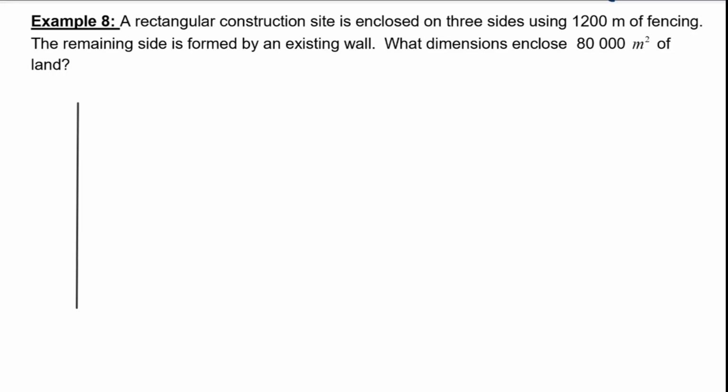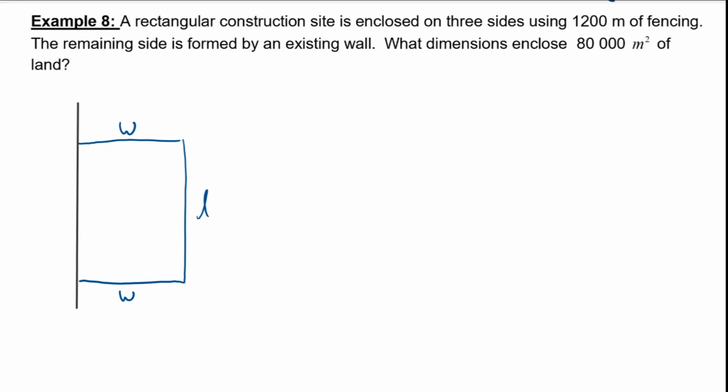I've already drawn my existing wall here. We're going to use 1,200 meters of fencing to enclose this, and we don't need to use fencing on this one wall, so we only need fencing for here, and here, and here. So we're saving by using this existing wall, which is kind of nice. Our area is going to be enclosed by this width and this length here.